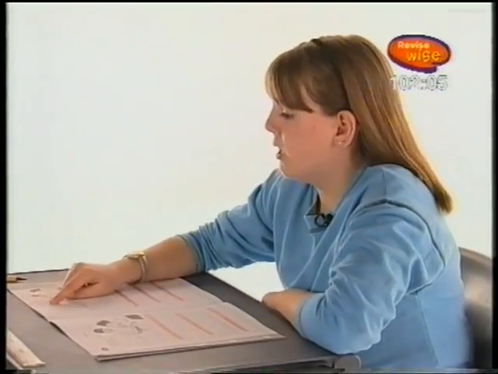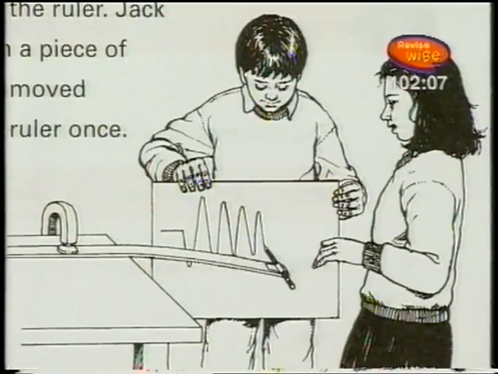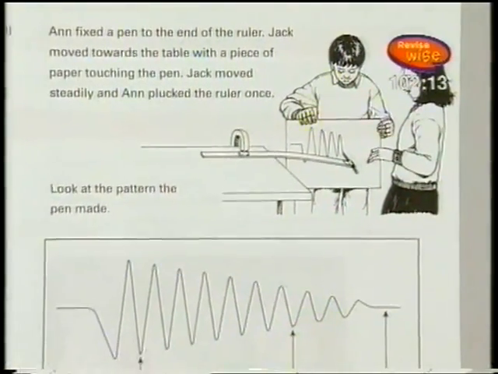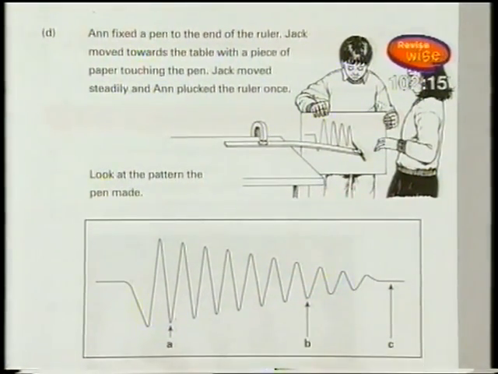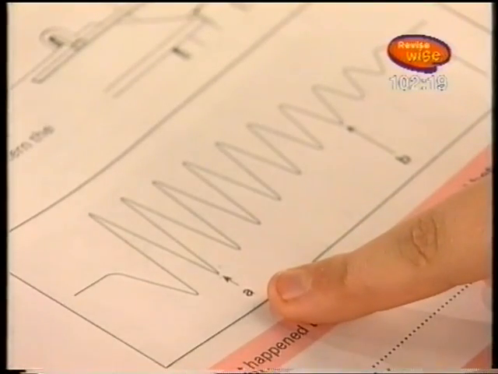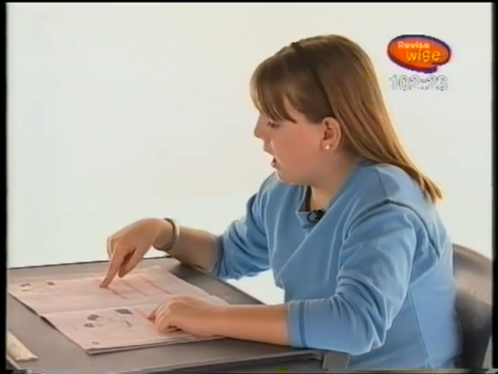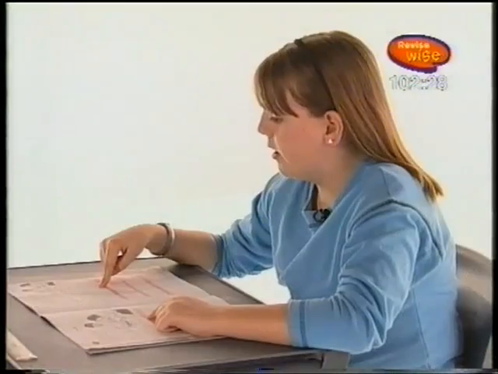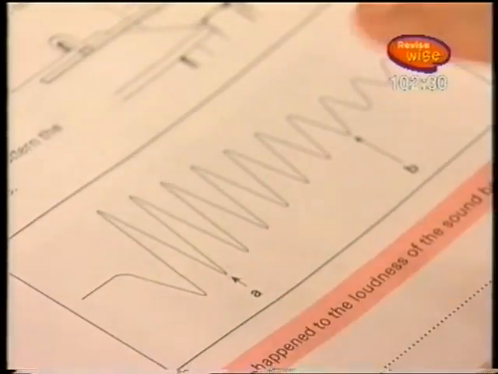Have a look at the last part of your question now. Anne fixed the pen to the end of the ruler. Jack moved towards the table with a piece of paper touching the pen. Jack moved steadily and Anne plucked the ruler once. Look at the pattern the pen made. What happened to the loudness of the sound between A and B? Well, the vibrations here are big, so that means a loud sound. And the vibrations here are smaller, so it's quiet. And so from A to B, it got quieter.